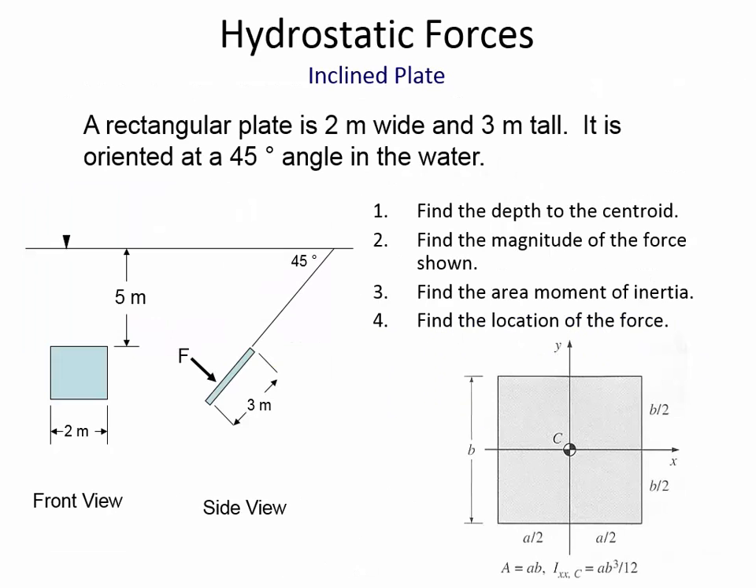All right. So let's tackle that inclined plate example here. In this instance, we have a plate that's 2 meters wide, 3 meters long. By the way, there's a reason why I've given that dimension in the side view and not in the front view. Because if I'd given it in the front view, since it's at an angle, if it's 3 meters in length, it actually won't have a distance of 3 meters in this dimension because of the way things are when they're inclined.